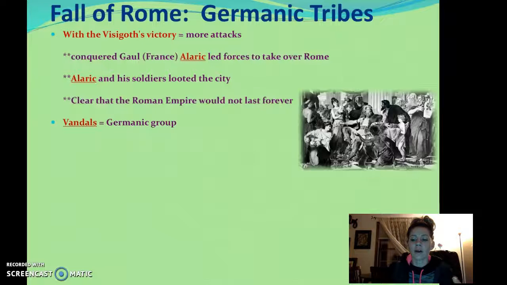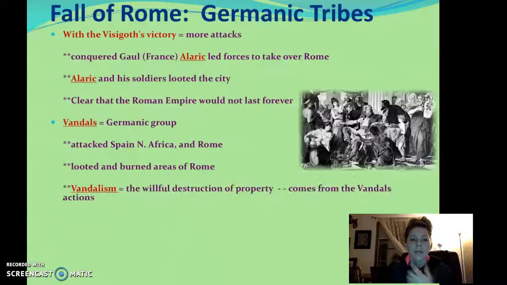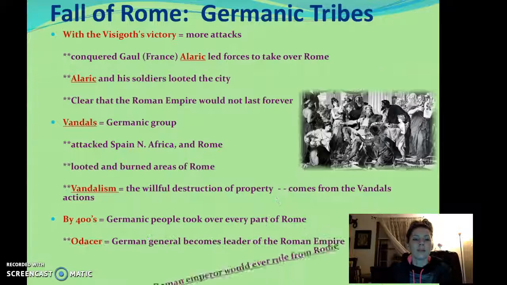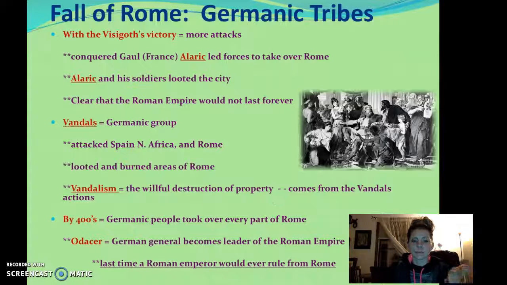Once the Visigoths did that, new groups are going to come in, like the Vandals, and they're going to do the same thing. The Vandals were a group that came in and attacked the area of Spain, North Africa, Rome. When they came in, they would loot cities or steal things. They would burn the different areas of Rome. The word vandalism, destruction of property in our world today, comes from this group called the Vandals.